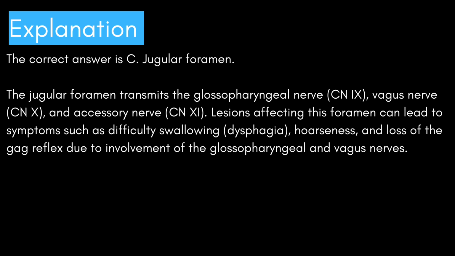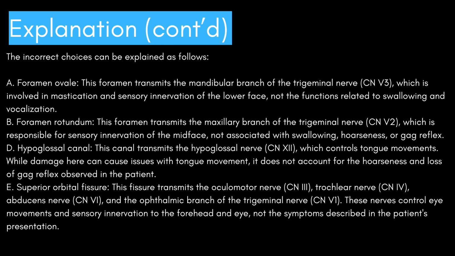The jugular foramen transmits the glossopharyngeal nerve, CN9, vagus nerve, CN10, and accessory nerve, CN11. Lesions affecting this foramen can lead to symptoms such as difficulty swallowing, dysphagia, hoarseness, and loss of the gag reflex due to involvement of the glossopharyngeal and vagus nerves. All right, let's go ahead and see why the other answer choices are incorrect. The incorrect choices can be explained as follows.